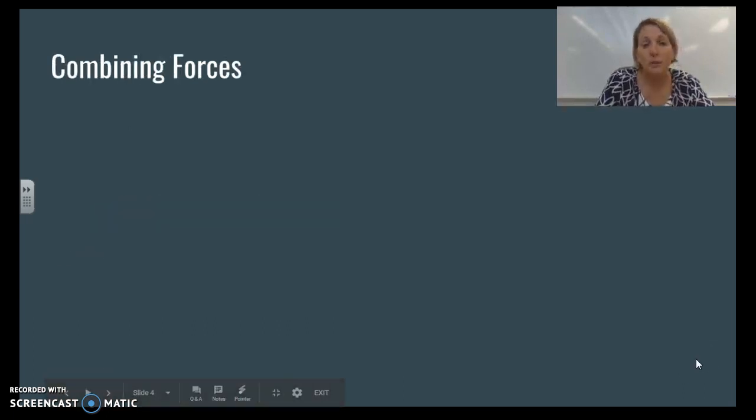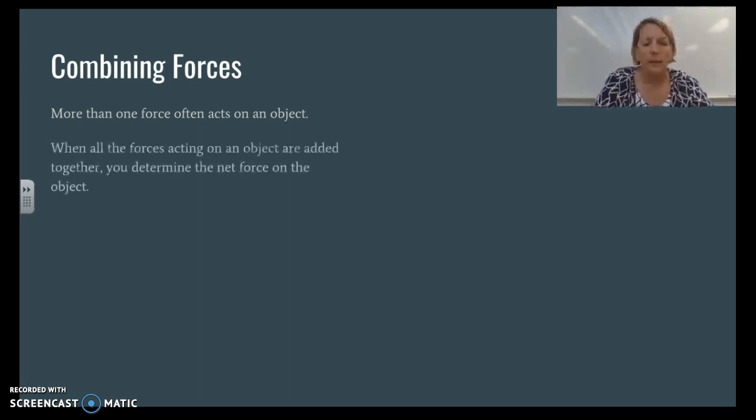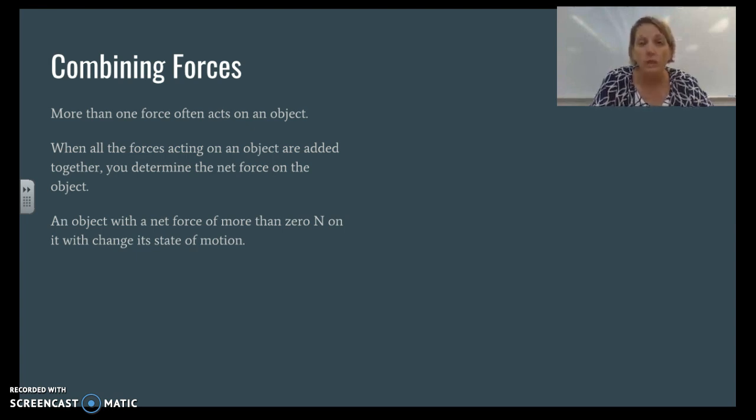We can combine forces to show an overall net force. So more than one force often acts on an object. All right, sometimes those are in the same direction, sometimes they're not. We're going to investigate both. When all the forces acting on an object are added together, you determine the net force on the object. An object with a net force of more than 0 newtons will change its state of motion.